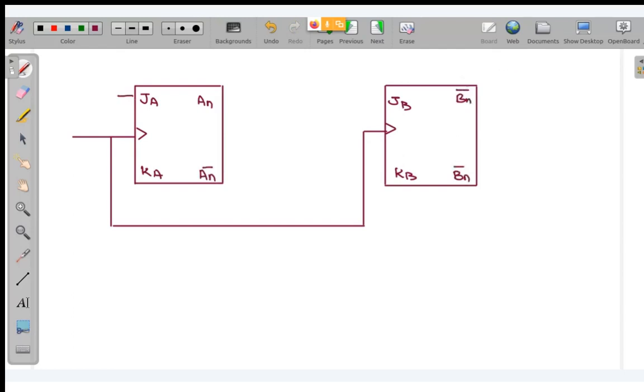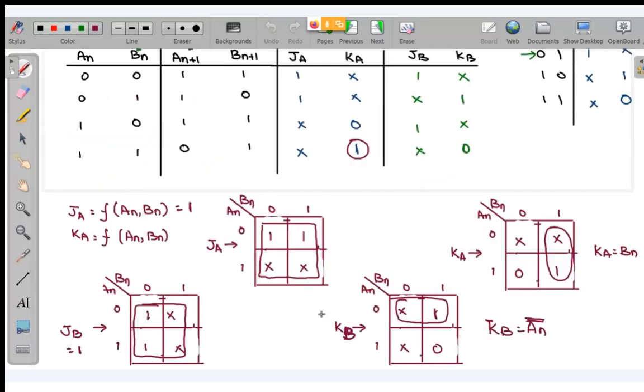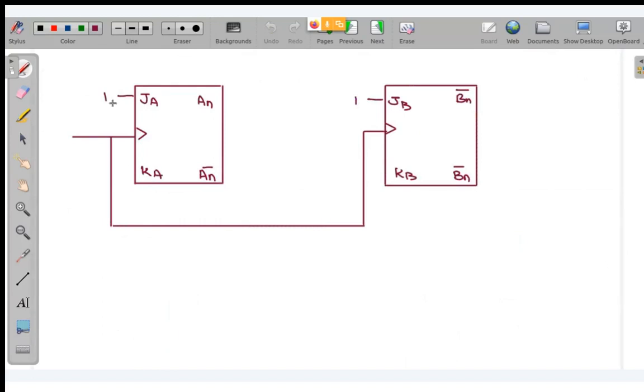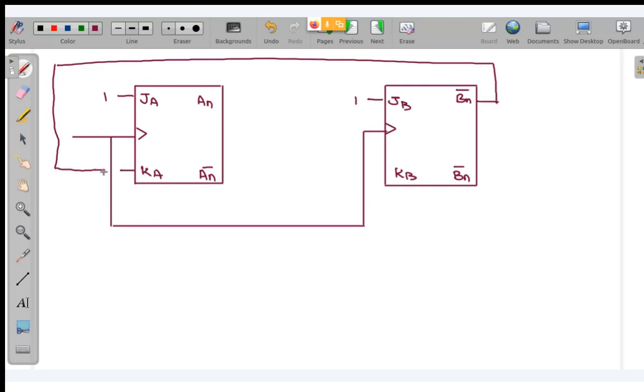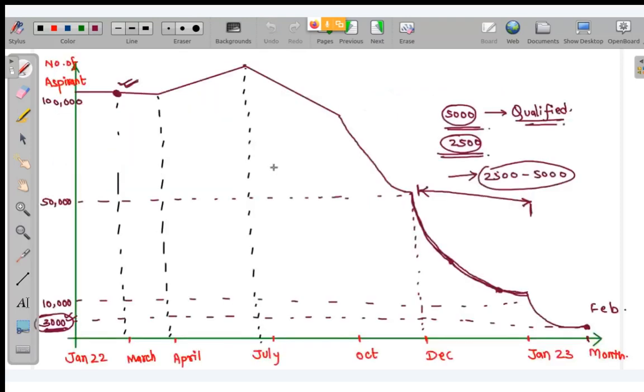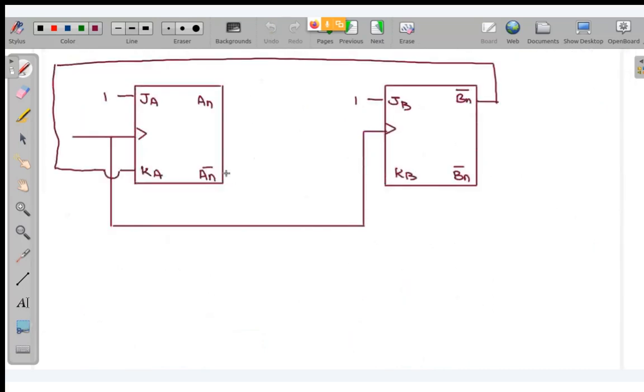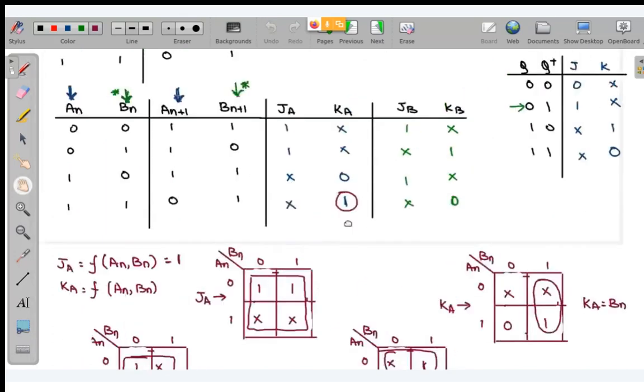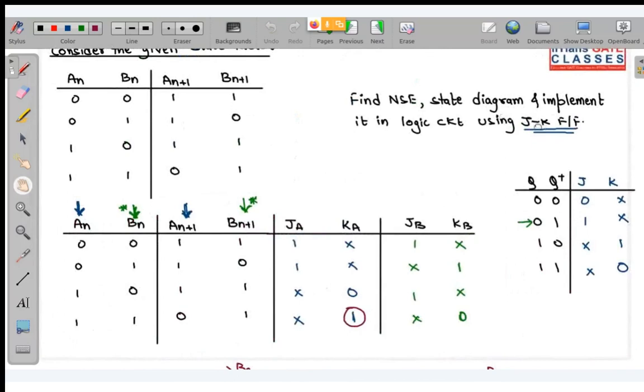Okay, so JA is 1, JB is 1, both of them are 1, and KA is BN. So this time I am drawing a rough diagram, and KB is what? KB is AN complement. Okay, fine. So we have drawn what? This is your implementation. Now we need to find what?